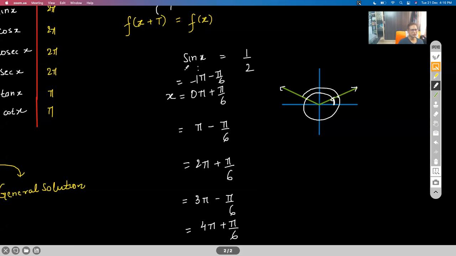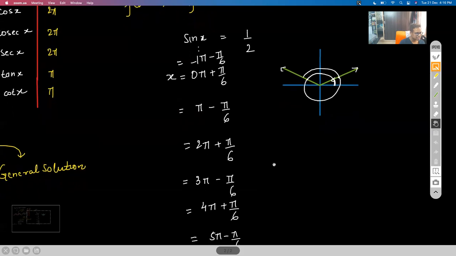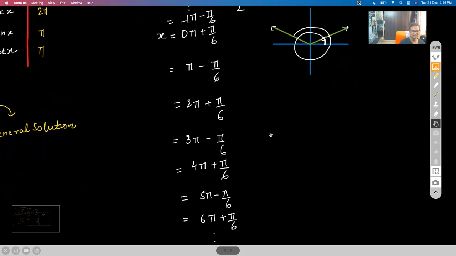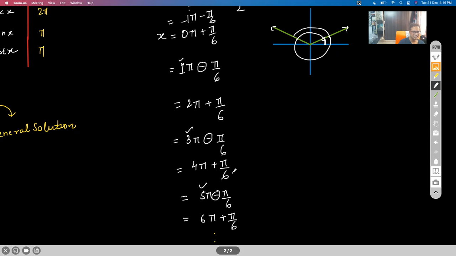Now, if you look at the way these angles have been written, there is a pattern hidden here. What is the pattern hidden here? All of you, please pay attention. Whenever the coefficient of pi is an odd number, there is a minus sign coming over here. Are you observing that? See, odd number, minus sign. And whenever there's an even number in front of pi, there is a plus sign. See, even number, plus sign.